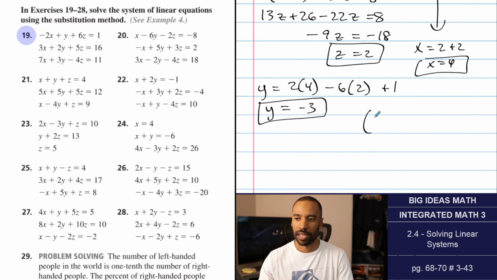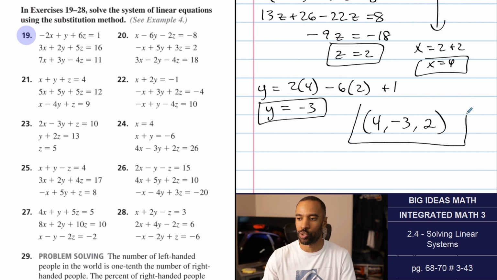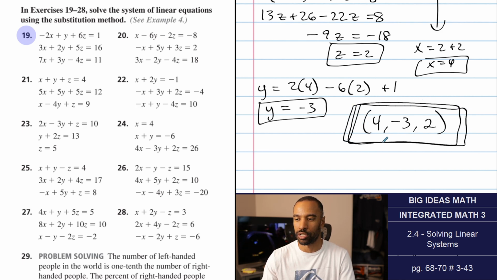Maybe. I don't know. Depends. Which one do I prefer? I mean, I prefer elimination personally, and I'm sure you guys do as well, but we got 9 more problems of substitution to do here.